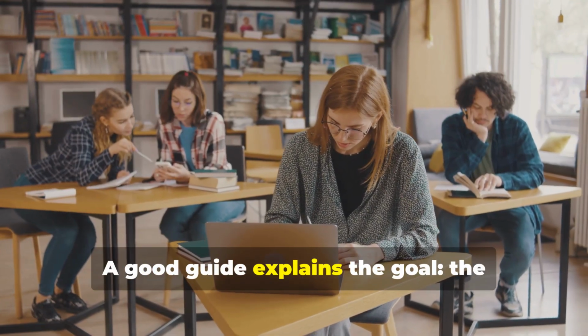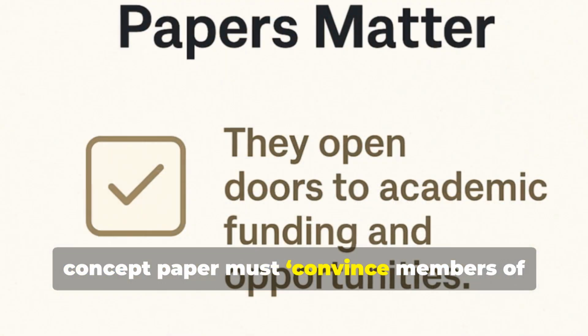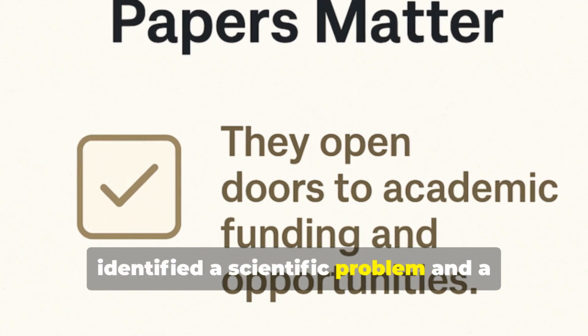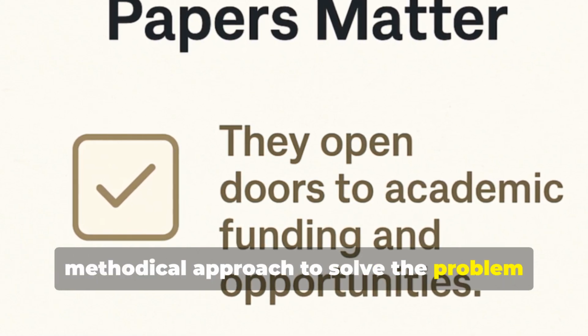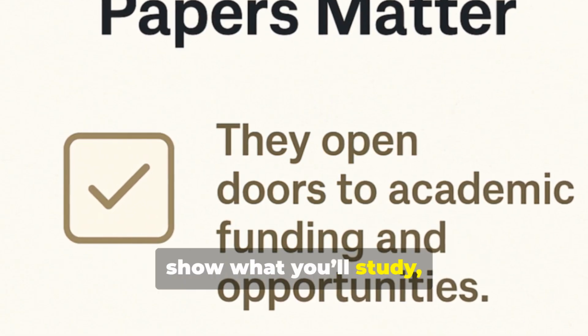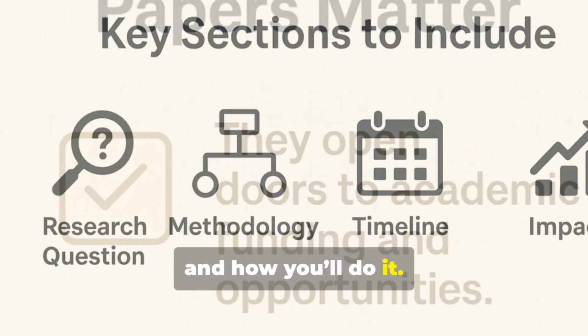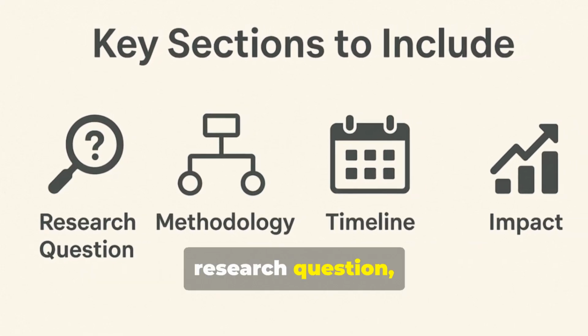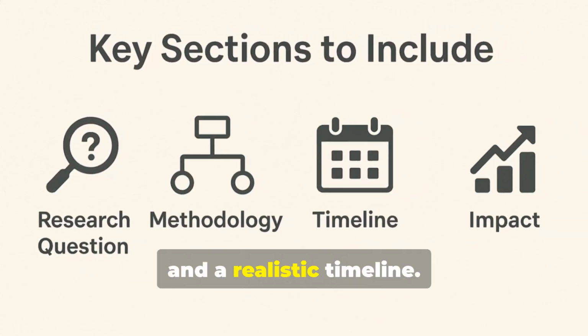A good guide explains the goal. The concept paper must convince members of the academic community that you have identified a scientific problem and a methodical approach to solve the problem within a realistic time frame. In other words, show what you'll study, why it matters, and how you'll do it. Key parts to include are background, research question, methodology, and a realistic timeline.